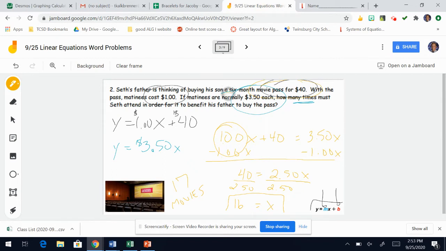And it's 6 months that you have to do it though, right? So we have 6 months to go to the movies 17 times, which is pretty crazy. Hopefully it's summertime to do that because I don't know who has time to go to 17 movies in 6 months. I know I don't.